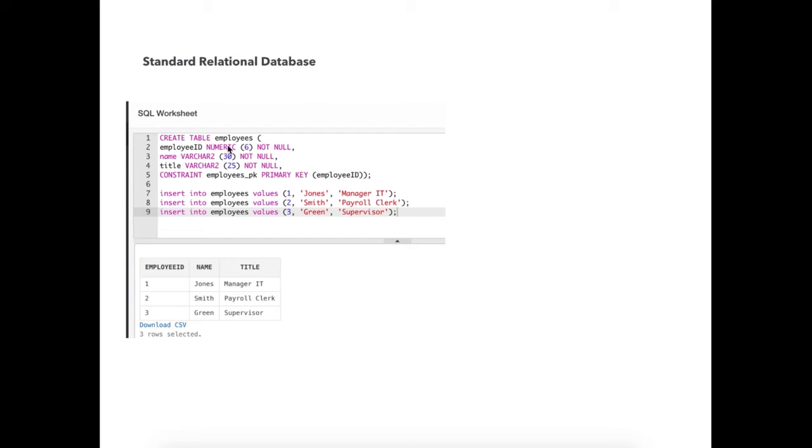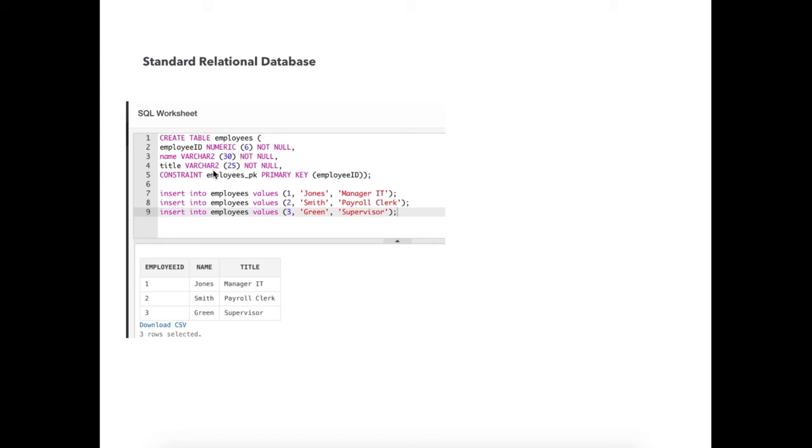To create a table in a relational database, we must use the create table statement. We must select a name for the table, and we must identify the name of each column. In addition, we must select a data type and a size for that data type.